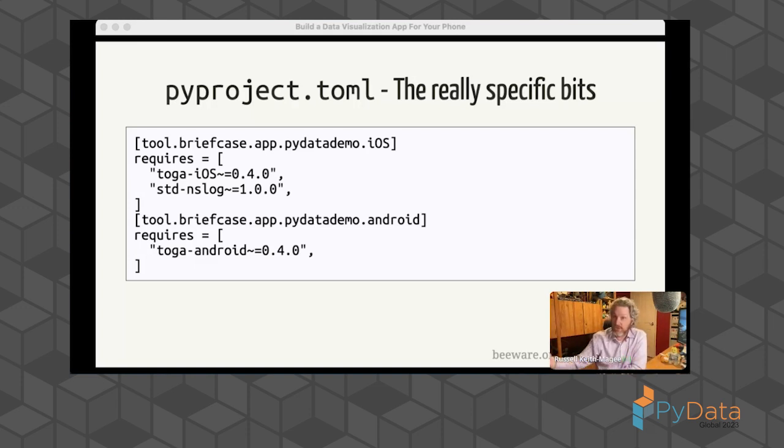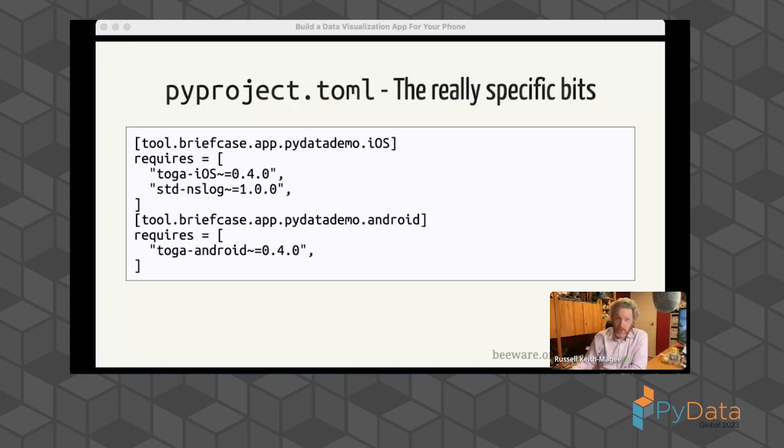Sources, requires, test sources, and test requires are cumulative, so any deployment on iOS will install the app level requirements from the previous slide, but also will install Toga iOS and standard NSLog. A deployment on Android will have the same app level requirements, but won't have Toga iOS or standard NSLog. They'll have Toga Android instead. All the other settings will override app level and project level values. So you could have an iOS specific author name, for example.